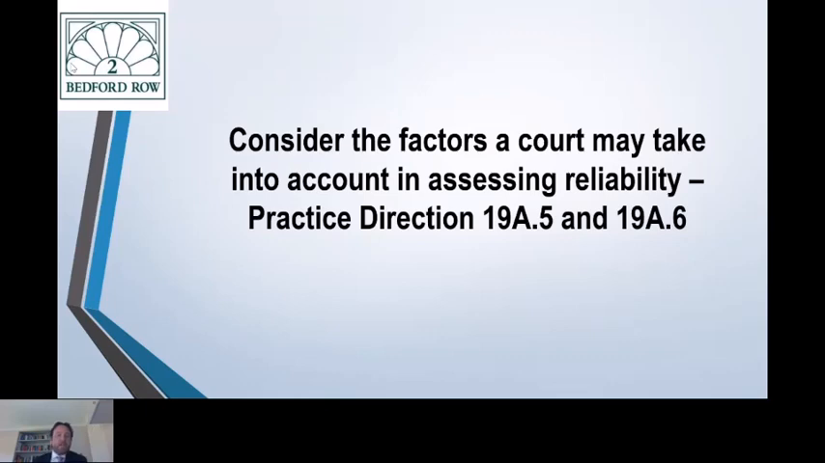Familiarity with these will not only assist in any application to exclude evidence, but also in ensuring the reliability of your own expert witness. Defence practitioners will want to carefully consider any disclosure requests relating to these factors.